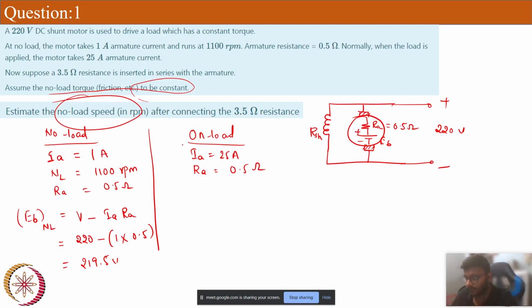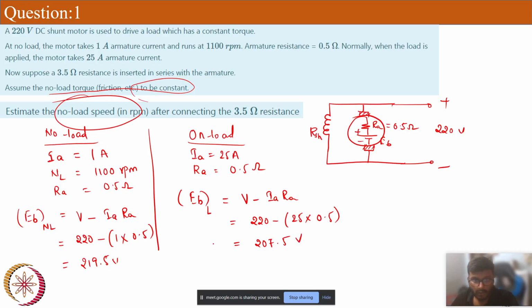For the same thing we will calculate EB under loaded condition. This is only the first case where the armature resistance is 0.5 ohm; I have not gone to the external resistance added case. EB under loaded condition, EB L, is again V minus IA RA. Here V is the same, 220 minus IA 25 multiplied by RA. So 220 minus 12.5 is 207.5 volts. This is EB under loaded condition, and that was EB under no load condition.